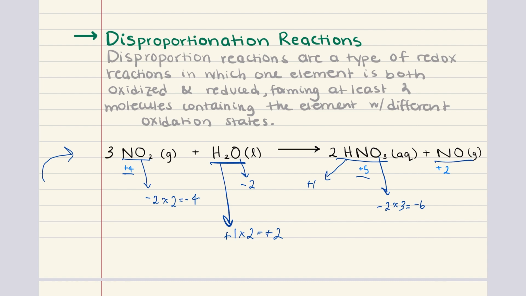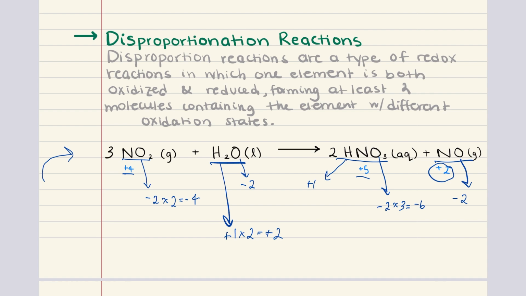Now last, we have nitrogen monoxide. Oxygen once again has an oxidation number of -2. Nitrogen is going to have an oxidation number of +2. Their sum equals 0, and that's exactly what we want since nitrogen monoxide is neutral.